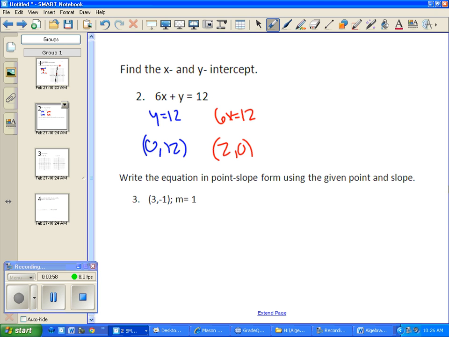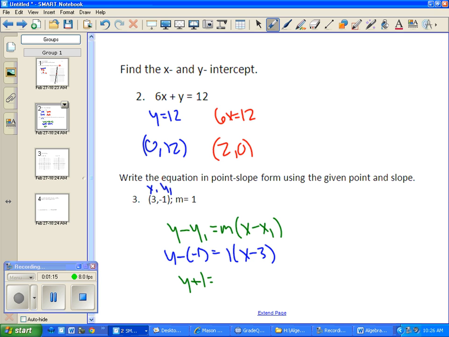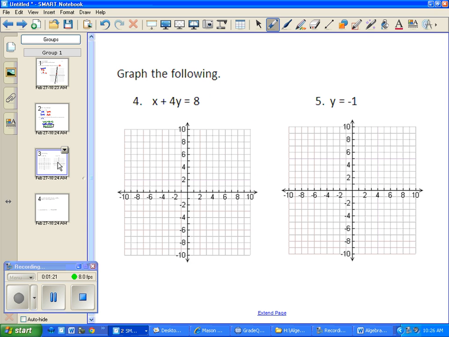Let's move on. Number 3, point-slope form, y minus y1 equals m times x minus x1. So, y minus negative 1 equals m, that's 1, times x minus 3. Now, we don't usually write y minus negative 1, so I'll change that to y plus 1, and now I'm good to go.